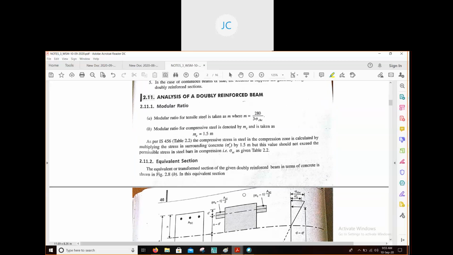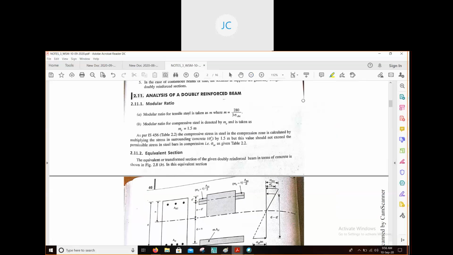Okay, so next we have to see how to analyze a doubly reinforced beam. Steps are exactly the same, only the formulas will be different. Steps are almost 100% the same as for the singly reinforced beam, only the formulas will be different here. So let us see the procedure by which we can analyze a doubly reinforced beam.